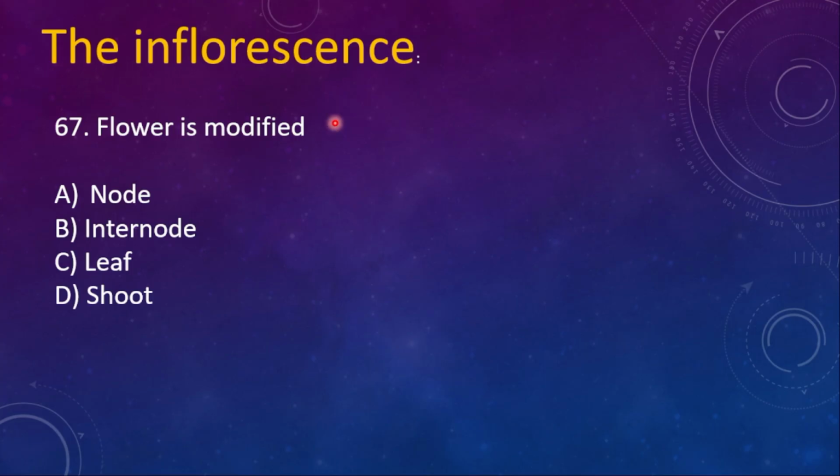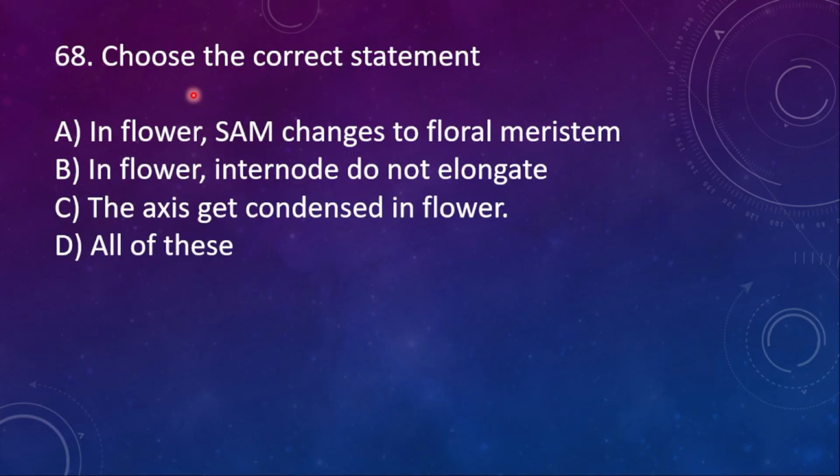Now next, the inflorescence. 67. Flower is modified. Option A node, B internode, C leaf, and D is shoot. Here the right option is shoot. Shoot modified. Flowers are actually nothing but a modified shoot. That's why they arise on a shoot.